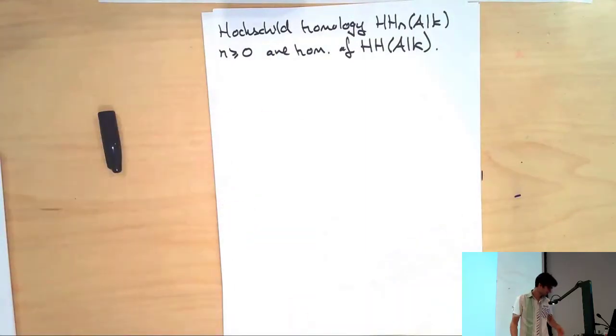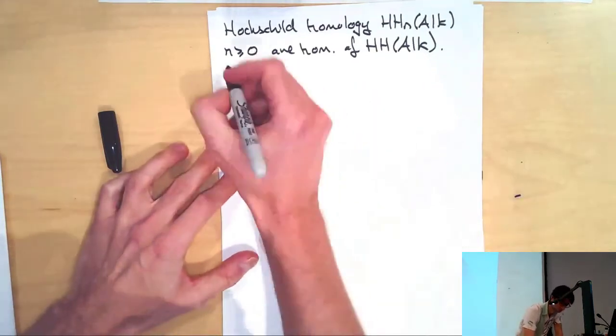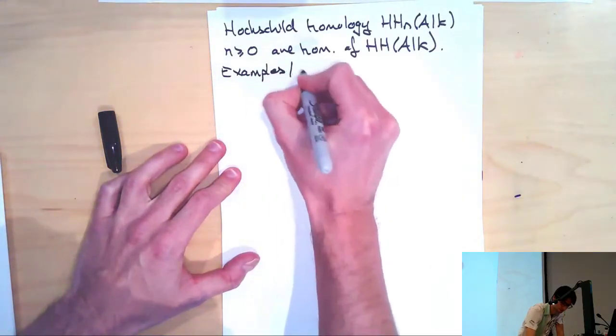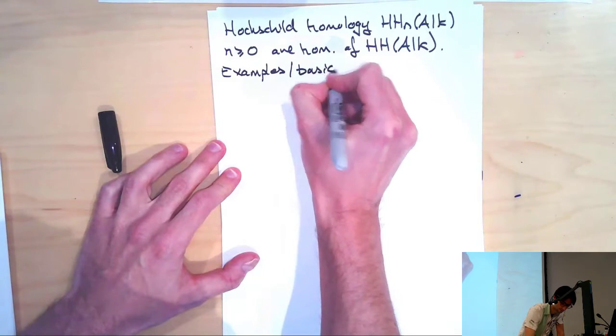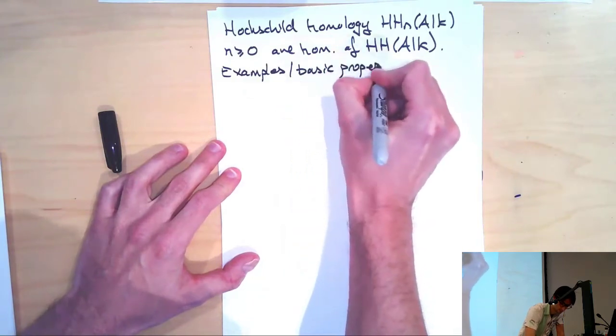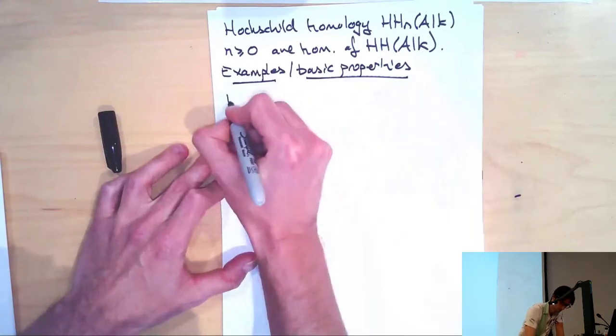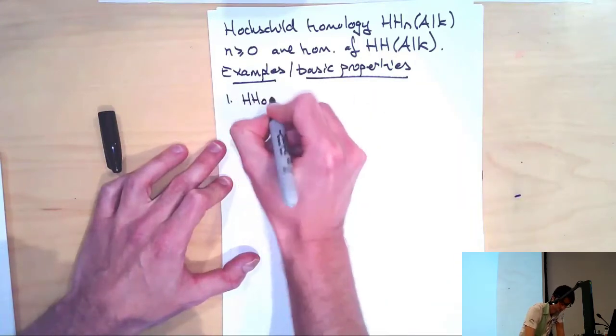Okay, so I take the homology groups of this complex, and that's super classical Hochschild homology. So here are some examples of how it looks, and at the same time, I'll throw in some basic properties. So let's start with HH0.